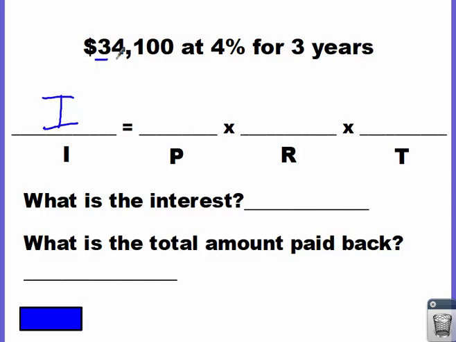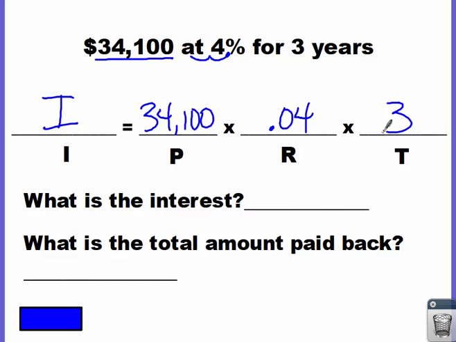Okay, so our $34,100, where will that go? Into the principal, because that is our original amount that we're starting with. We're going to pay a 4% rate. So in order to do that, we find our decimal. If we don't have one, it's at the end. I move it 2 places to the left. My rate is 0.04. And again, we're going to be using 3 years.